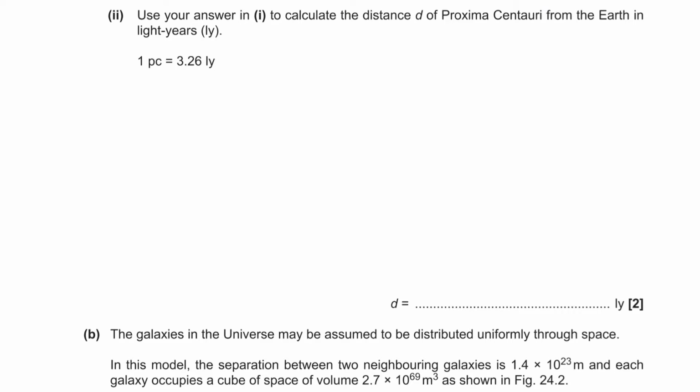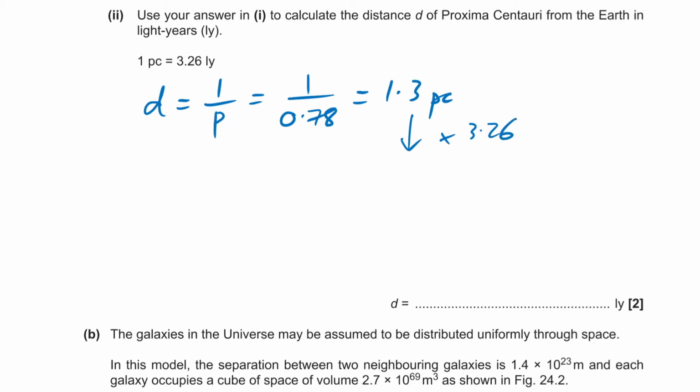Use your answer to calculate the distance d for Proxima Centauri from the Earth in light years. So distance is equal to 1 over the angle in arc seconds. So it's 1 divided by 0.8. So that gives us 1.3 parsecs. Times that by 3.26, and that gives you 4.2 light years. The mark scheme has used 0.8 from the previous question, so you end up with 4.1 if you do that.